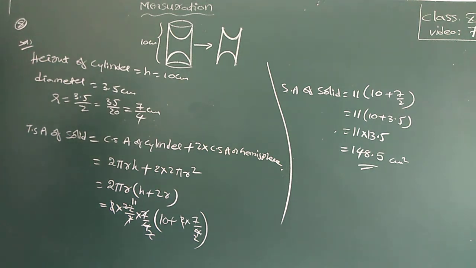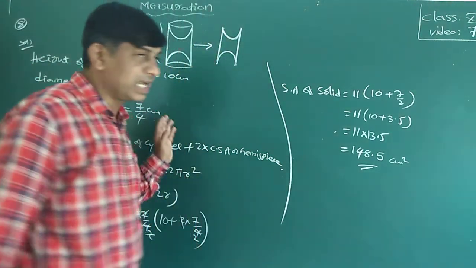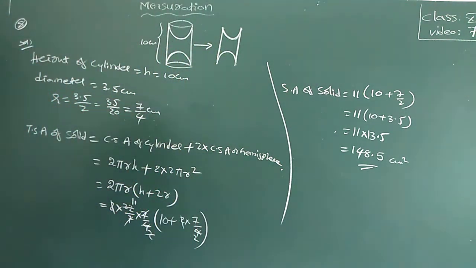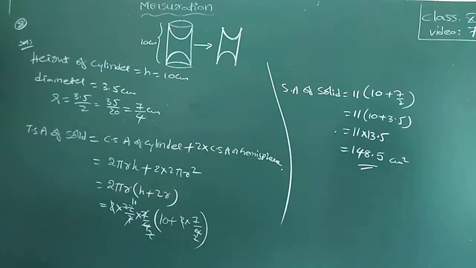In my textbook they did not mention clearly whether the hemispherical base is given as diameter or radius. So I took it as a diameter. So you try with radius. You consider that the hemisphere's base diameter is 3.5 centimeters.